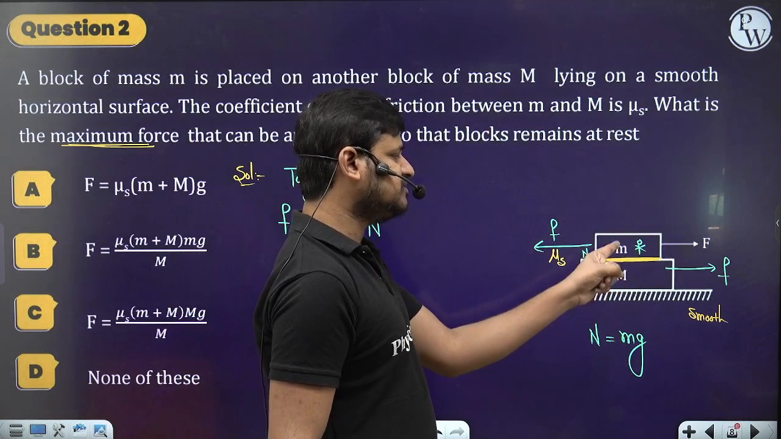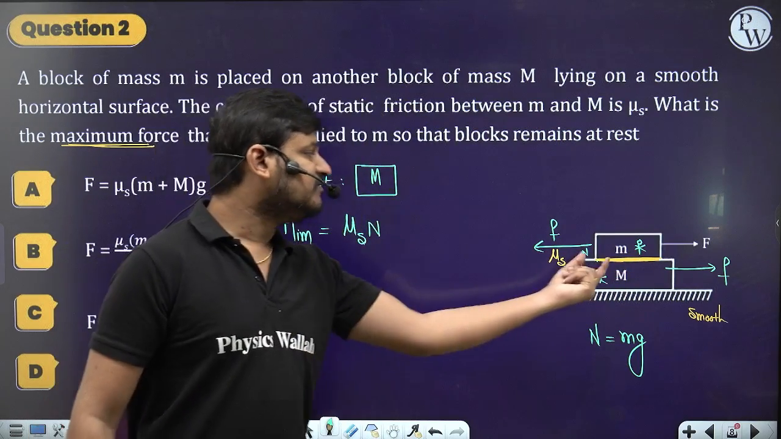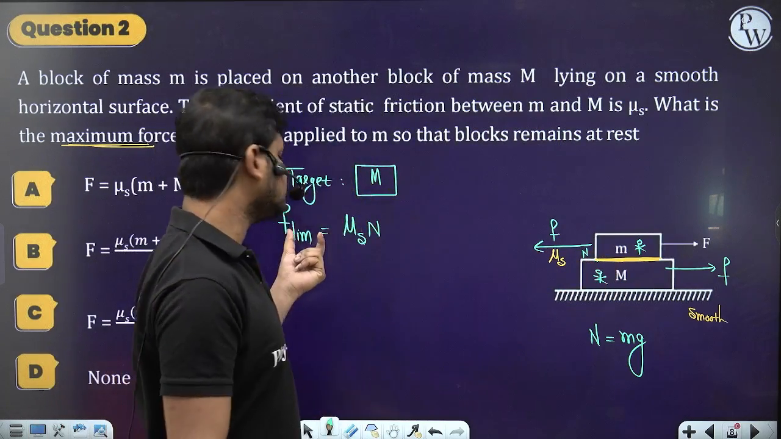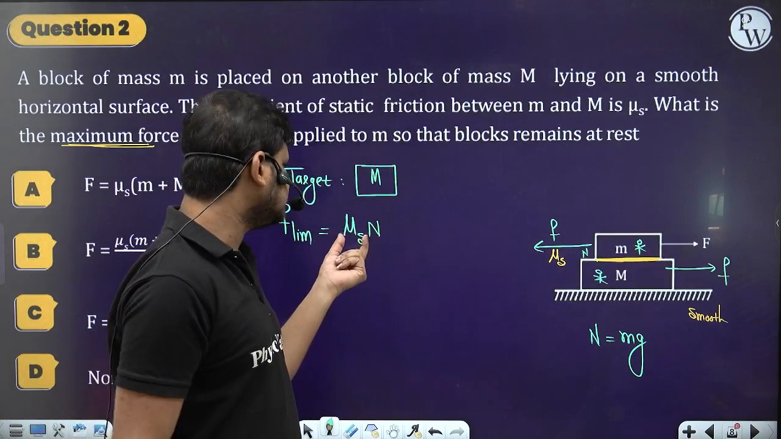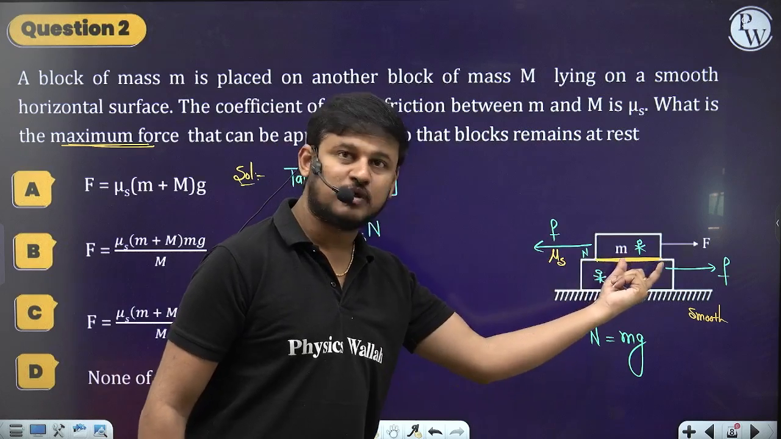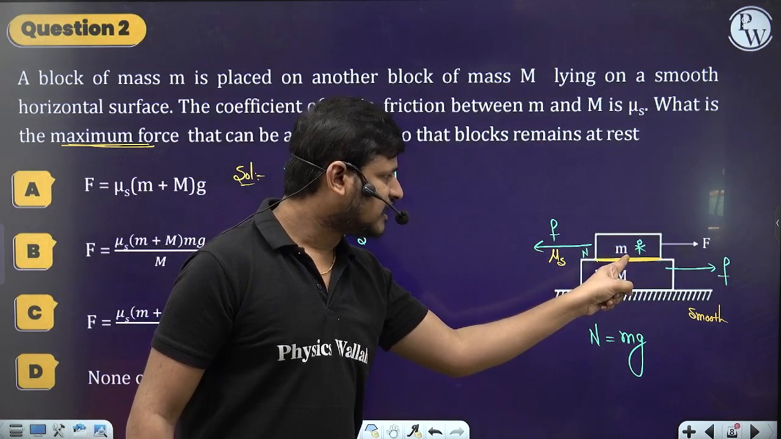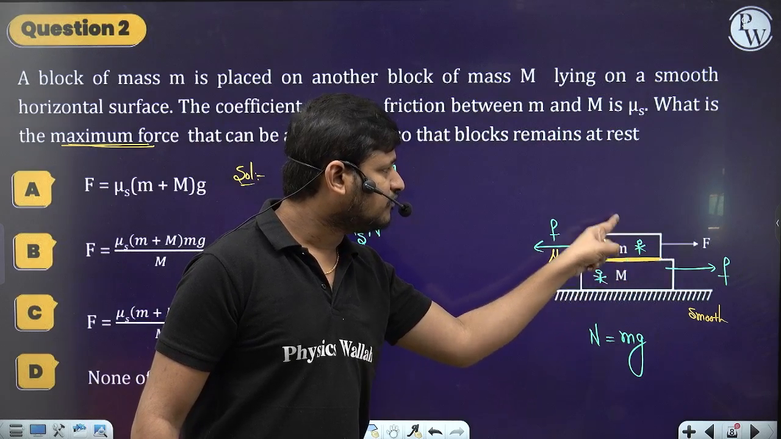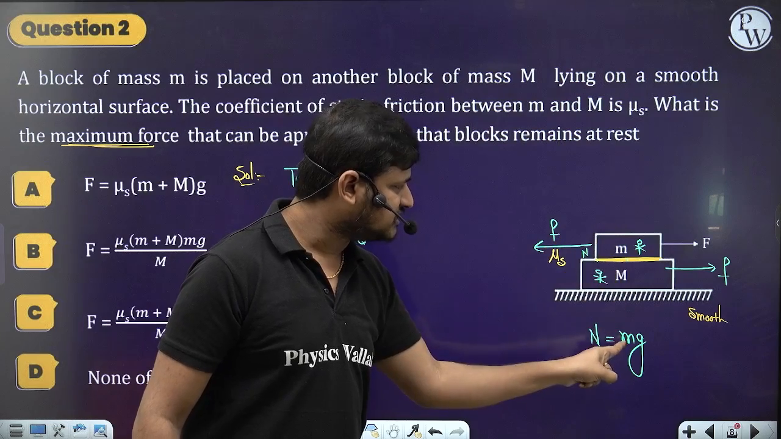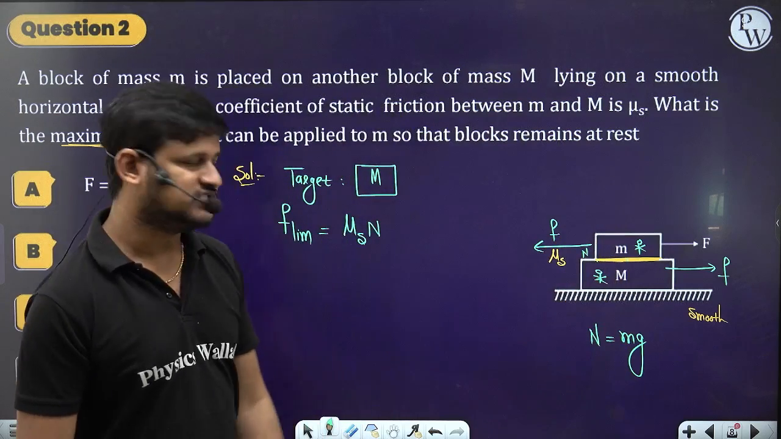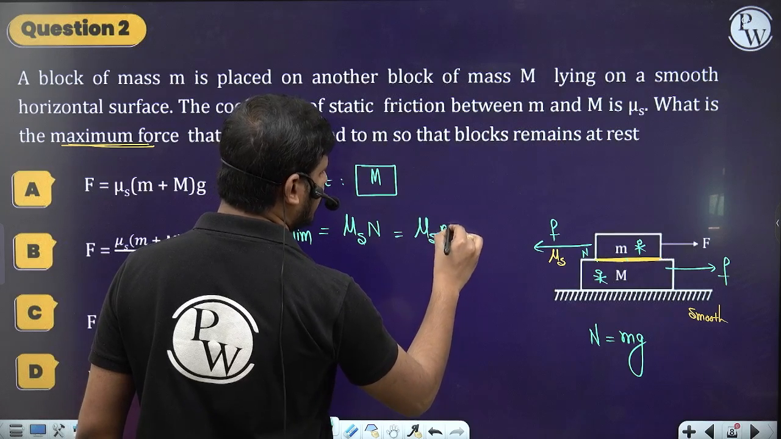Don't get confused between the small m and capital M mass. The F limiting is always between the two blocks. So that's why here the F limiting is going to be mu s, the coefficient of friction between these two blocks, into N, the normal between the two blocks. What is the normal here? What are all the masses which are there on that point of contact? Only the small m mass is there, multiplied by g. So therefore it's going to be mu s into m g.